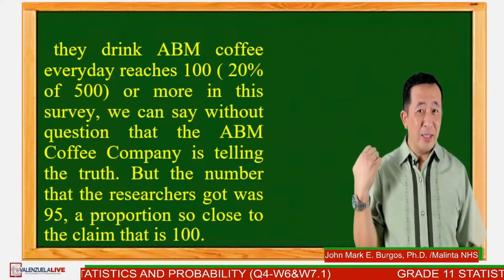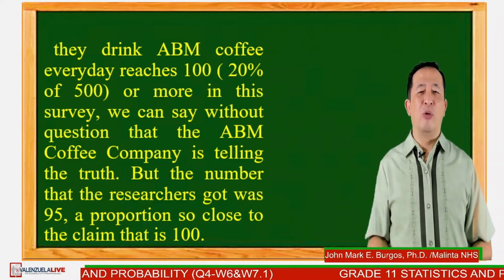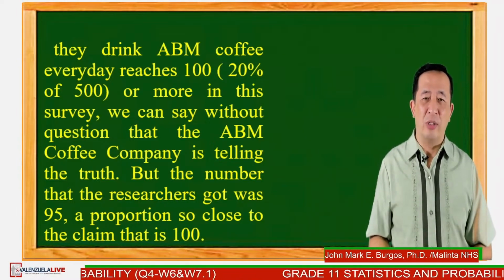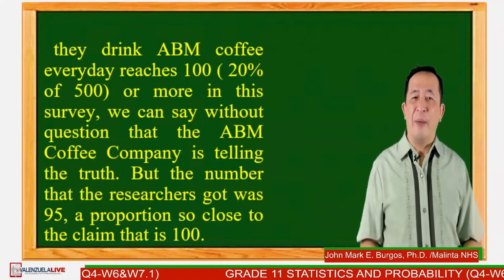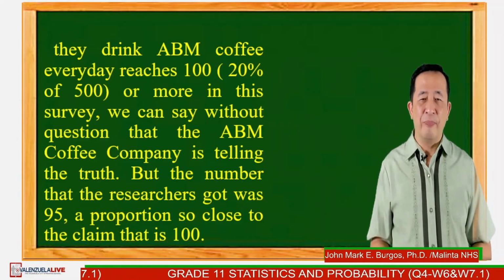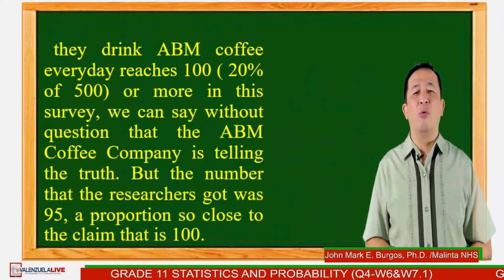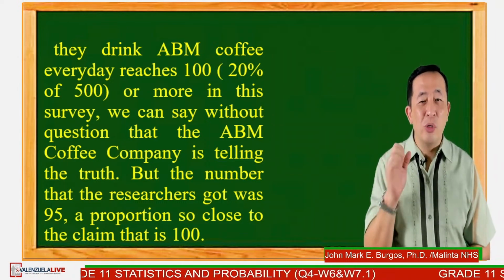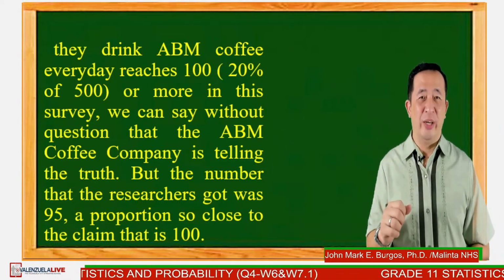So the question is, do we reject the claim outright? Can we accept it? You know that it is possible to get a different set of responses if we get a different sample of 500 residents. Now, in order to make a correct decision, we need to set up the rejection region.